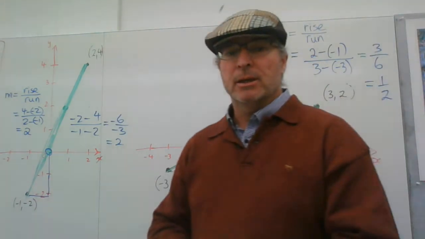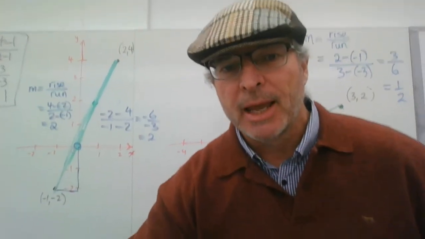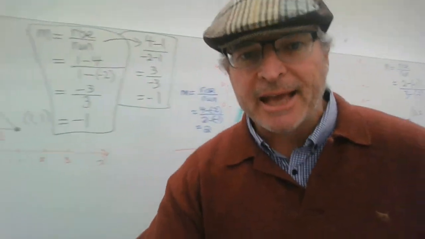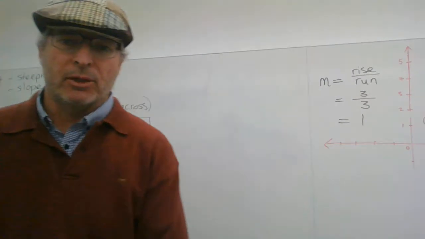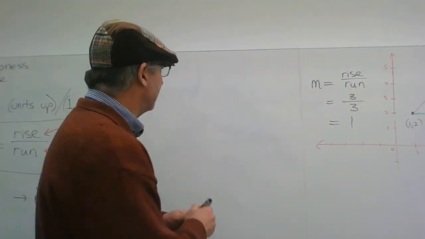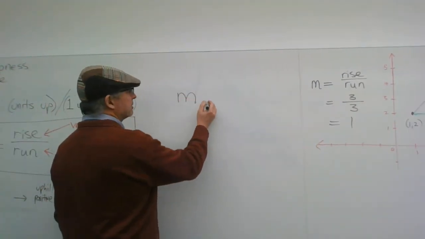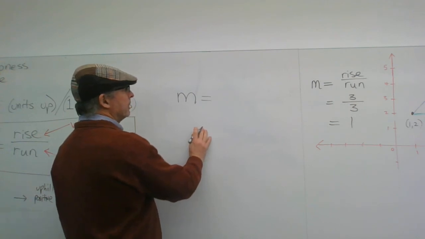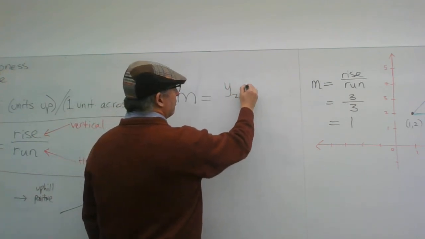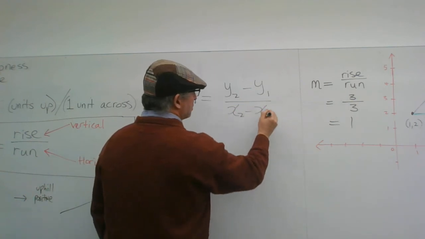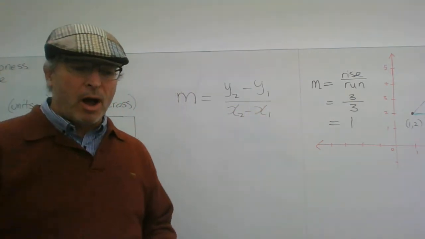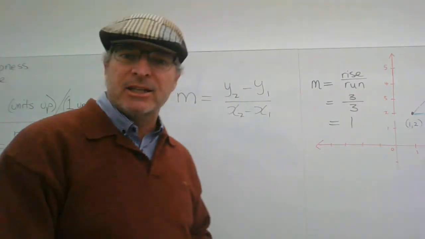Gradient is rise over run. It's the difference in the x values on the bottom and the difference in the y values on the top. I'm going to write that down here. The gradient is equal to y2 minus y1 on x2 minus x1. The difference in the y values on the difference in the x values.